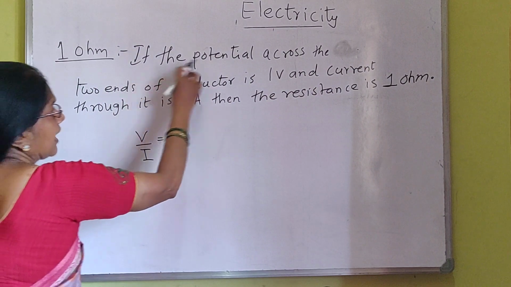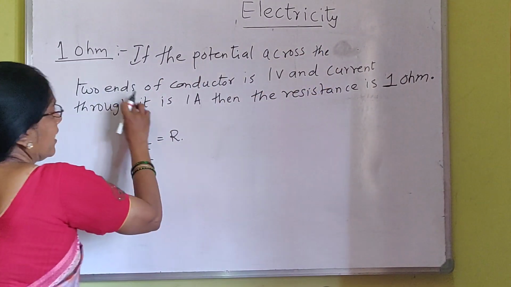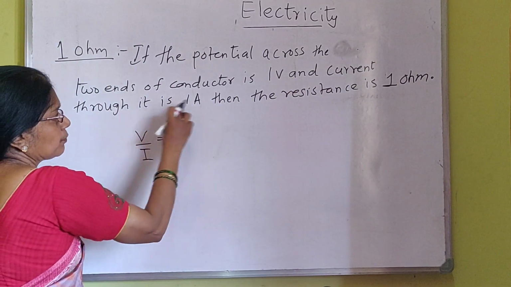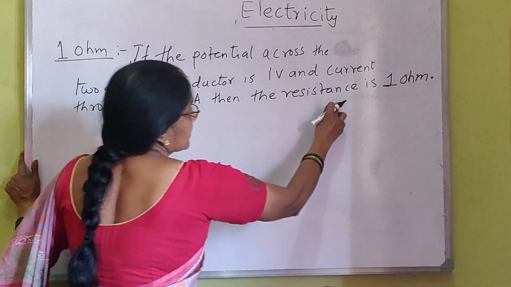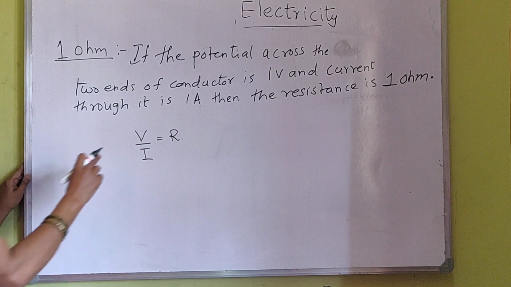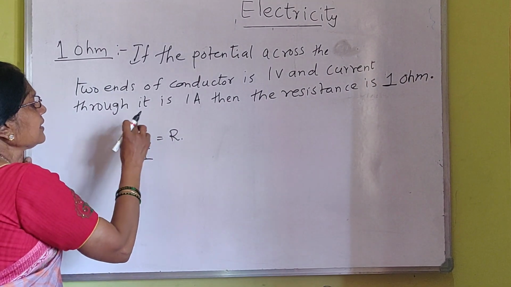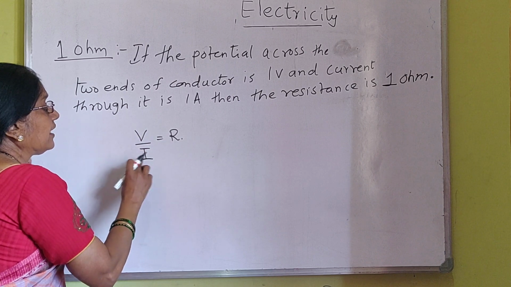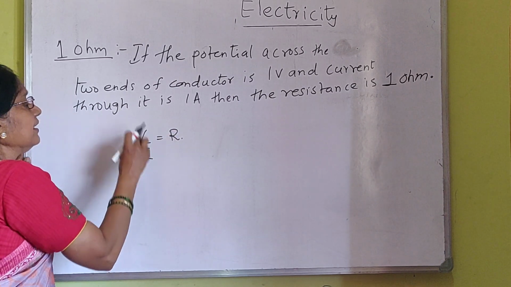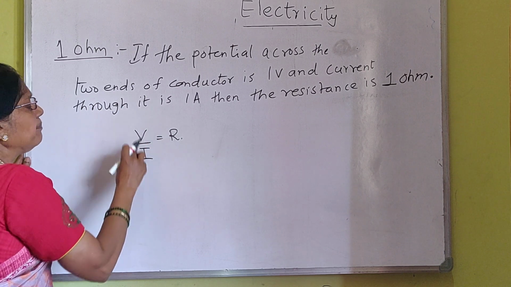So if the potential across the two ends of a conductor is 1 volt and the current through it is 1 ampere, then the resistance is 1 ohm. This is the meaning of 1 ohm. We already saw that resistance, potential difference and current are interconnected with each other. We can represent the resistance by the formula V by I.